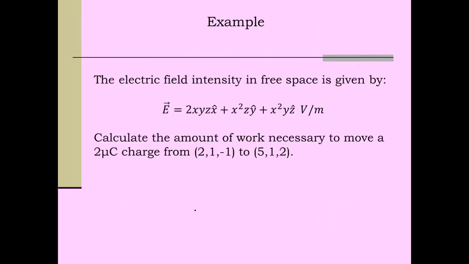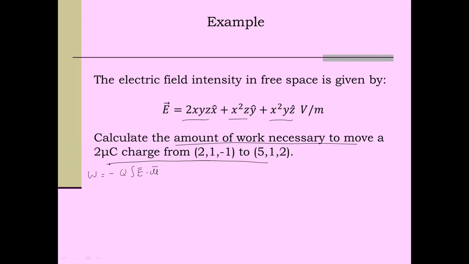Okay, let's have a look at this example, where we are given the E field, defined to be 2xyz in the direction of x, x squared z in the direction of y, and x squared y in the direction of z. The question is to calculate the amount of work necessary to move a 2 microcoulomb charge from (2,1,-1) to (5,1,2). Again, we are dealing with the Cartesian system, so we can straight away use the equation work equals negative Q integration of E dot dl.